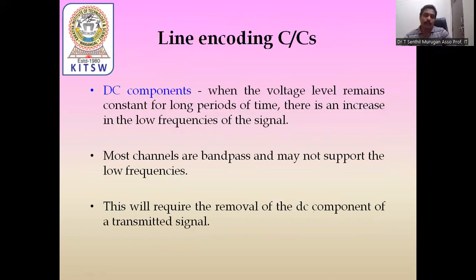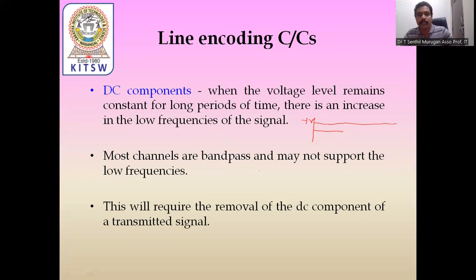Next one is the DC components. What are DC components? DC components arise when the voltage level remains constant for a long period of time. There is an increase in the low frequency of the signal. What is the meaning of that? For example, on the timeline it is plus voltage, and for a long period it is constant. It is not changing, always 1 1 1 1 1 1. That is also considered a DC component, which will be generated as low frequency.